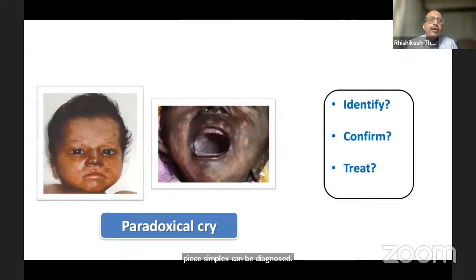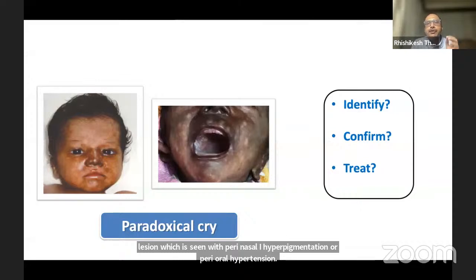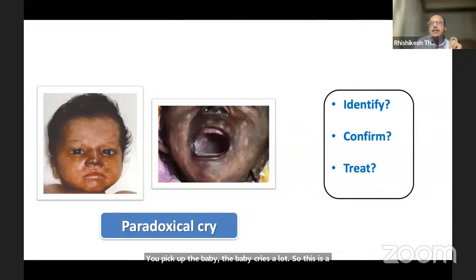These babies come to you in bulk, they come in epidemics. They come to you with fever, day 3, day 4, decreased activity, feeding, and you find this classical lesion which is seen with perinasal hyperpigmentation or perioral hyperpigmentation. You pick up the baby cries a lot. So this is a baby which shows you paradoxical cry. The diagnosis is given to you here by the mother.